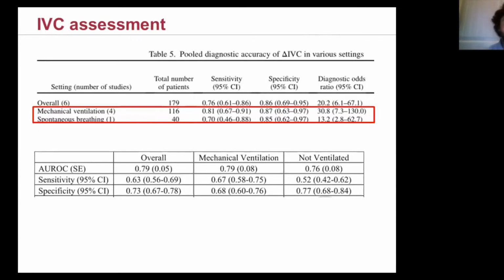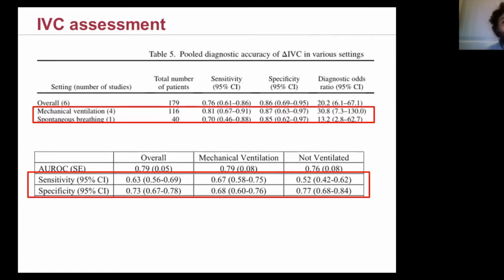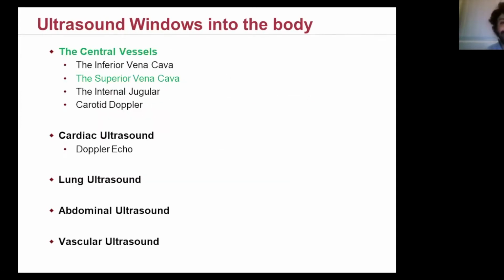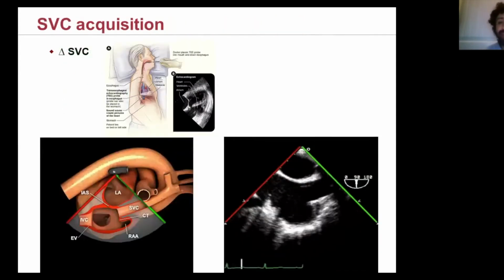A later meta-analysis that included more studies actually found worse performance, demonstrating that as we go and learn more about the IVC, we have to become more and more suspicious of the blind faith that some people put into IVC assessment. The superior vena cava, on the other hand, is a little bit less bothered by some of the confounders for the IVC, such as changes in intra-abdominal pressure, and instead is just looking at the way that intrathoracic pressure varies during the respiratory cycle and how that affects the superior vena cava.